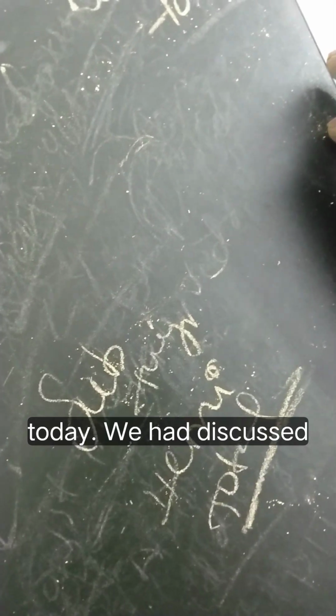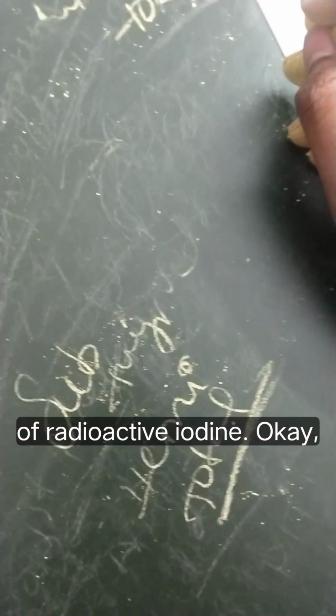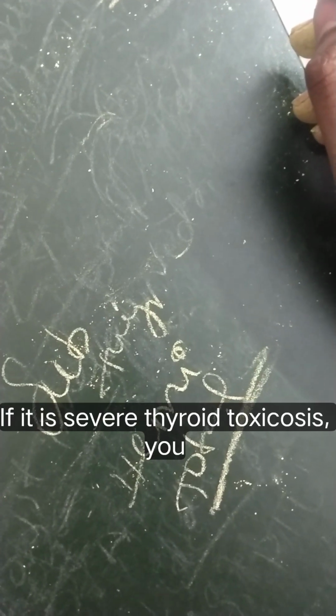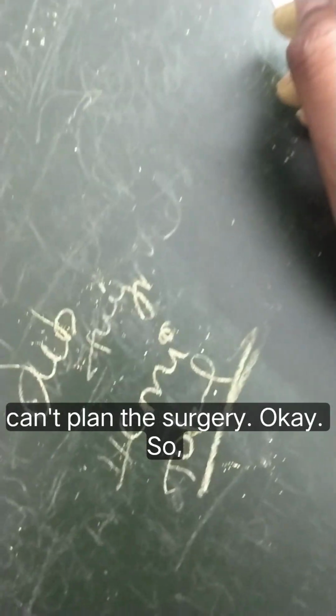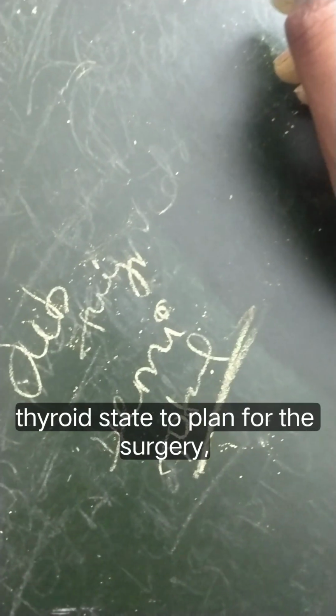Okay guys, that's it for today. We had discussed thyrotoxicosis. To become euthyroid, you are giving anti-thyroid drugs, and after 4 days, radioactive iodine. If it is severe thyrotoxicosis, you can't plan the surgery. It should be a euthyroid state to plan for the surgery. That's it guys. Thank you for listening to me carefully and patiently.